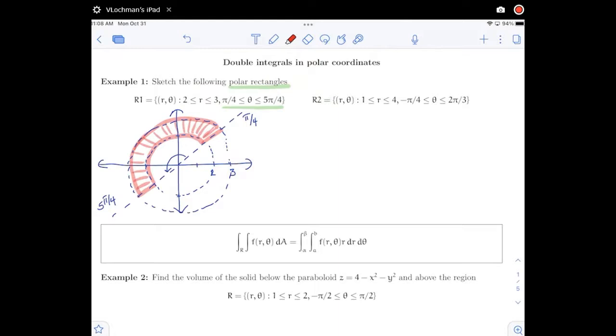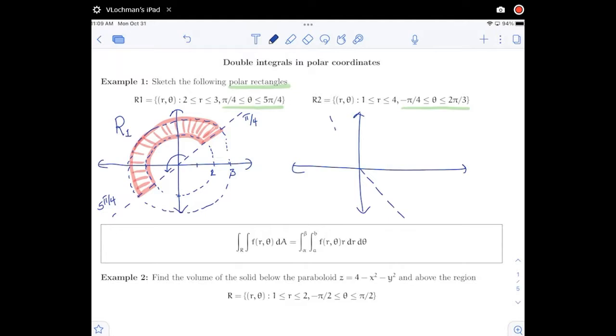All right. So R1 is this, what would you call that? Half a washer, right? So that's your R1. All right, let's make another sketch. For R2, what does that look like? Again, I'm going to start with the angle. Now this one starts with a negative, no problem. That's fine. We know what that looks like. So negative pi over 4 starts right here, and then 2 pi over 3.